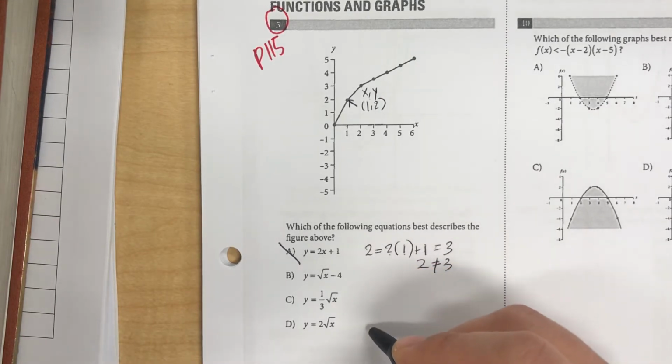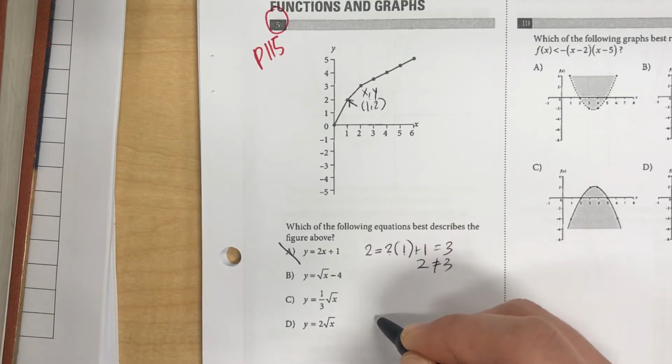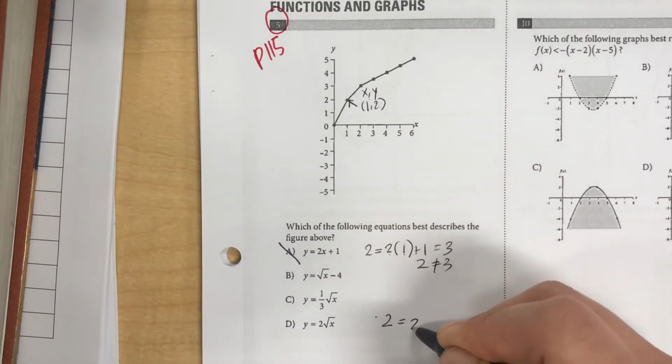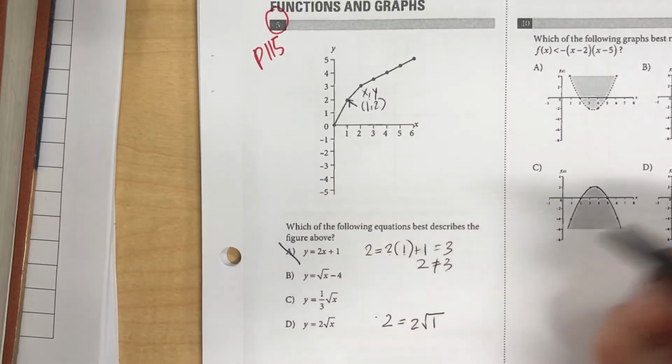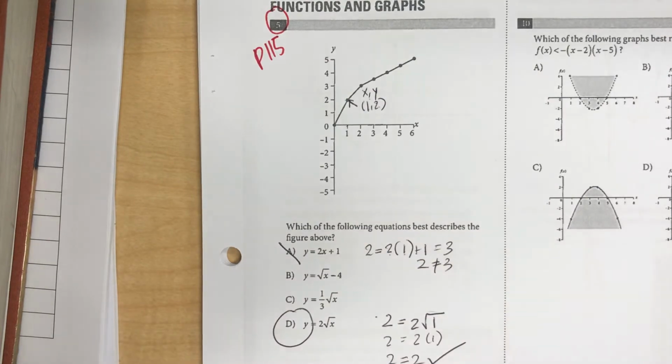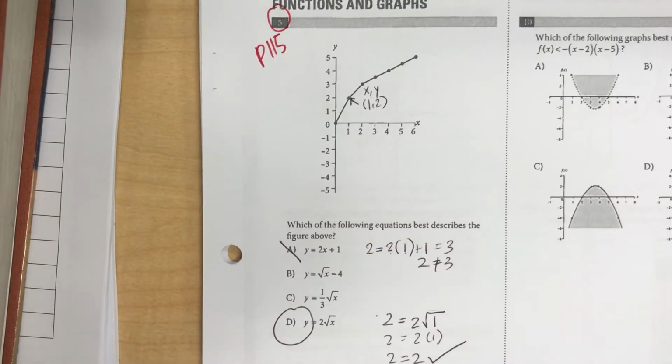The answer is actually D, because y equals 2 square root of x. Again, y is 2, and then the x is 1. Okay, so square root of 1 is 1, and then 2 equals 2, so 2 equals 2. Check. D is the answer.